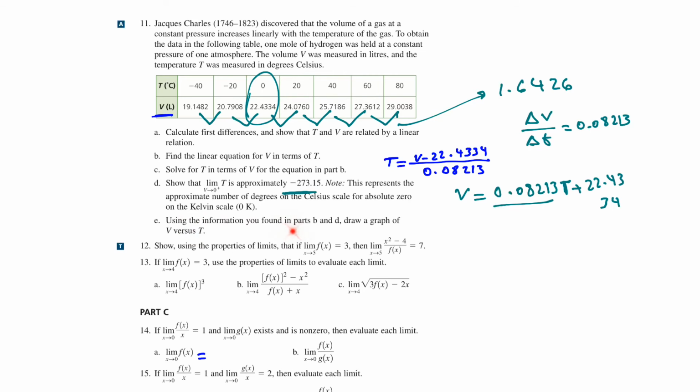Using this information, graph V versus T. It's a linear function. 22.43 is the V-intercept and the slope is 0.08. Next question.